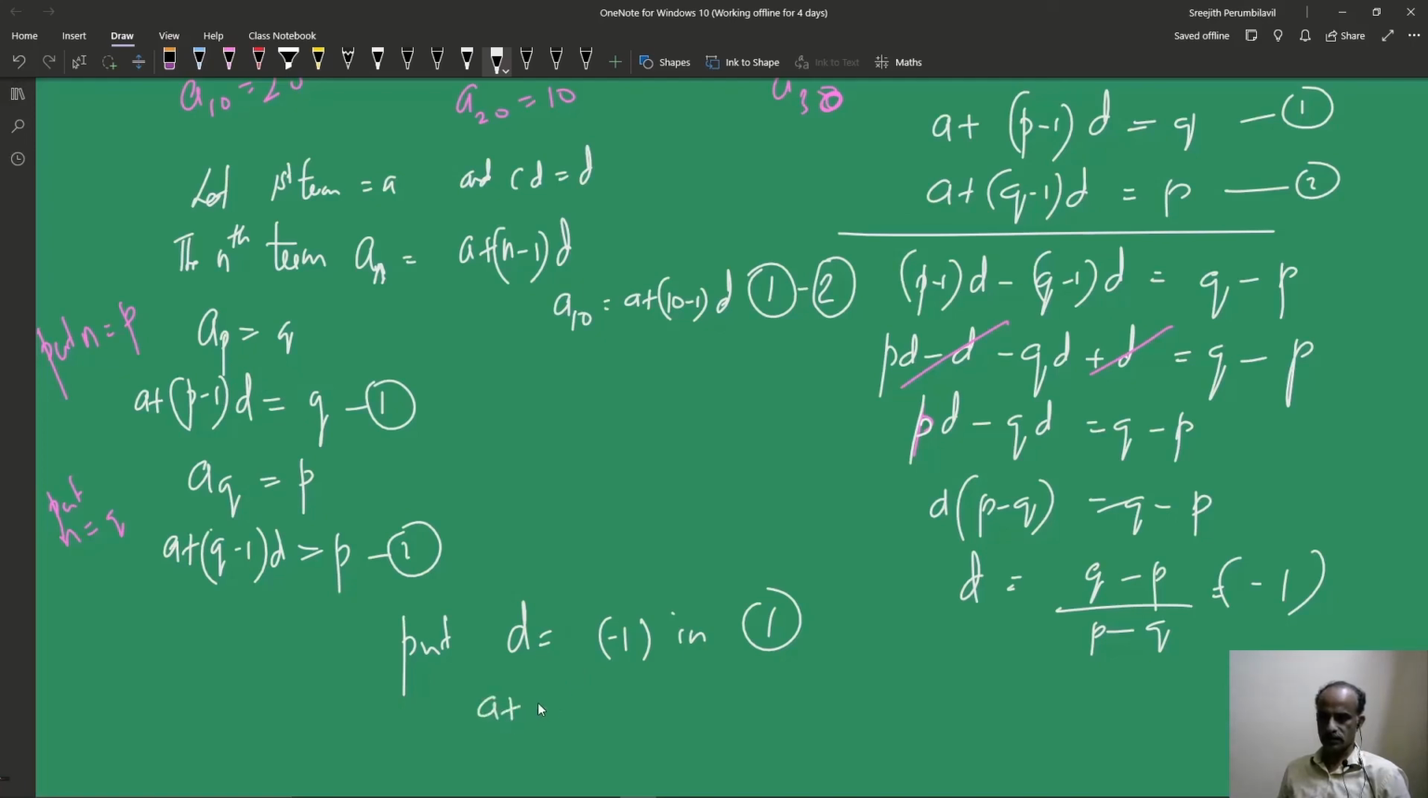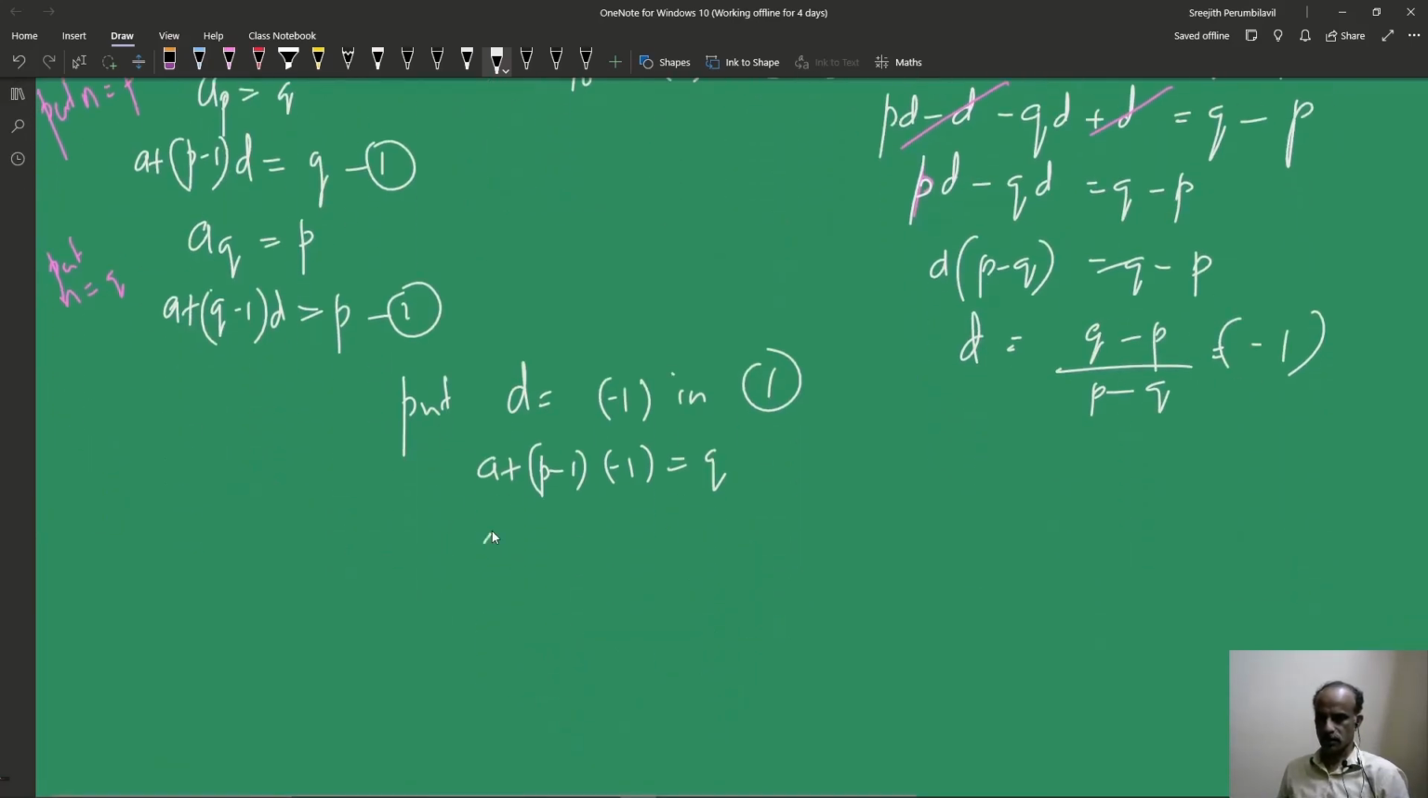A plus P minus 1 into minus 1 is equal to Q. So what happens is A minus P plus 1 equal to Q, or A is equal to P plus Q minus 1.